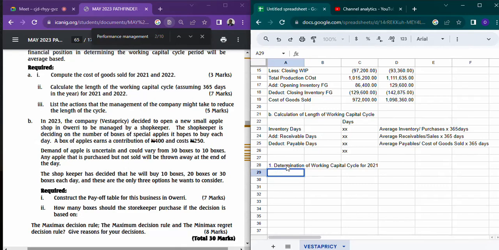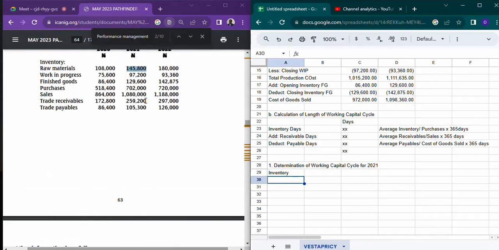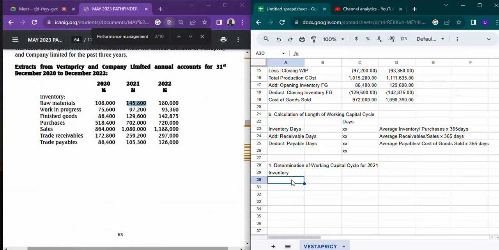Are we on the same page, please? Yes. So you have inventory days, basically. We have three classes of inventory here: the raw materials, work in progress, and what? Finished goods. So I will start with raw materials.